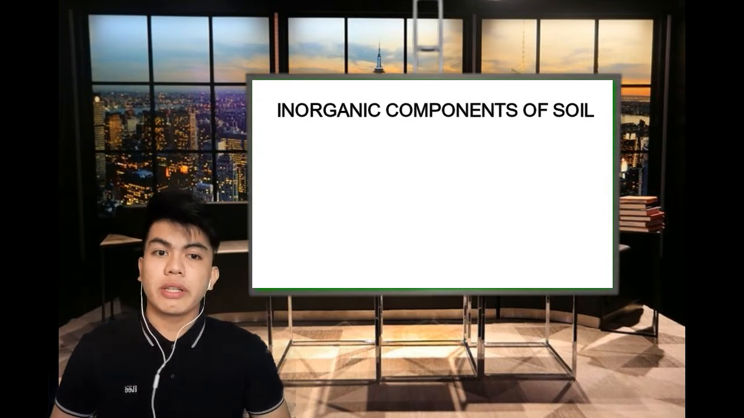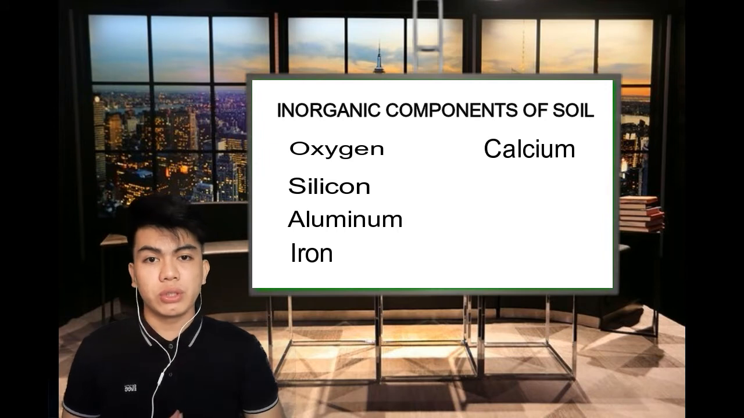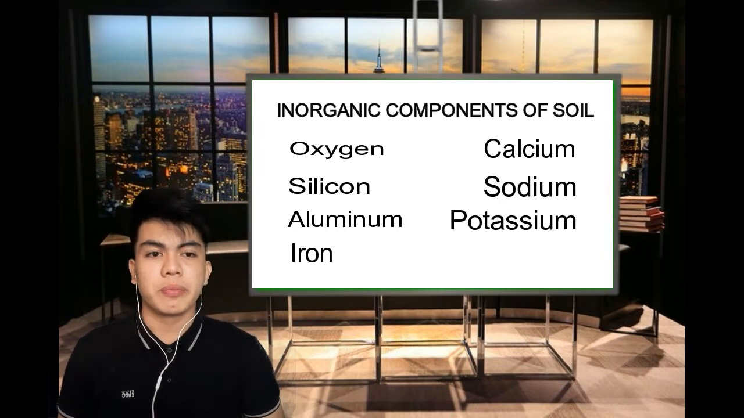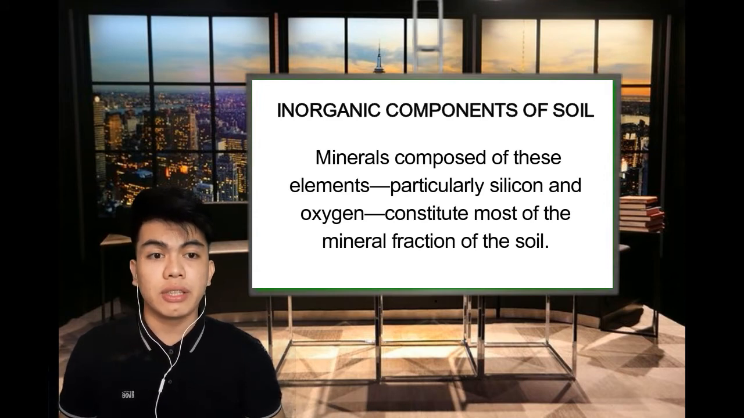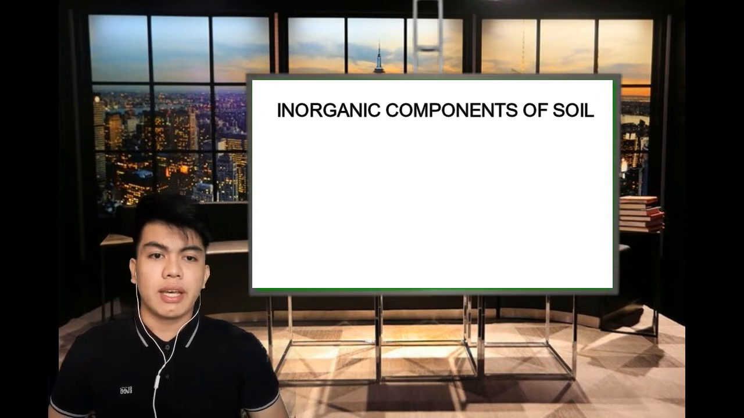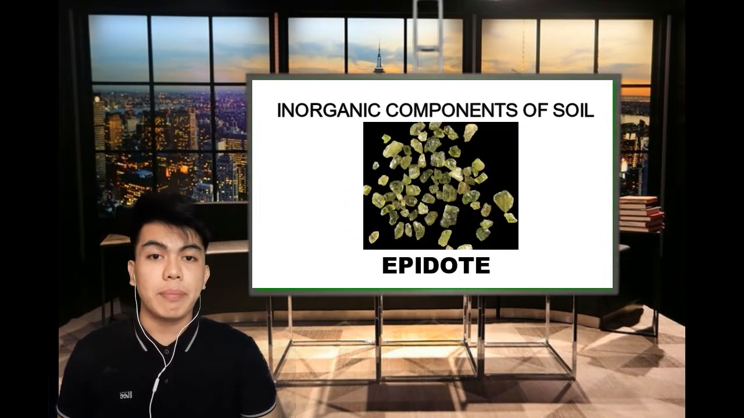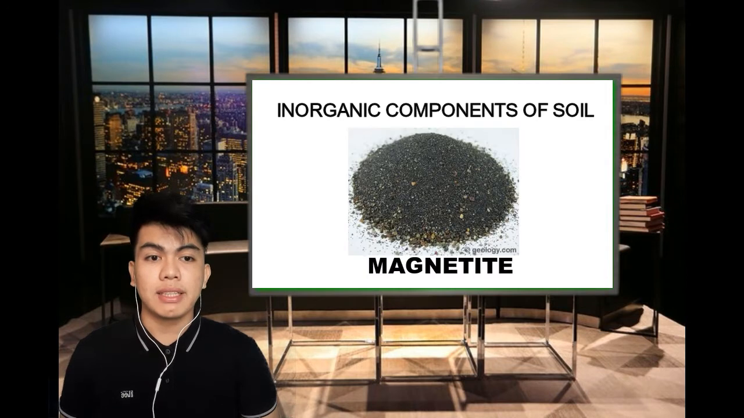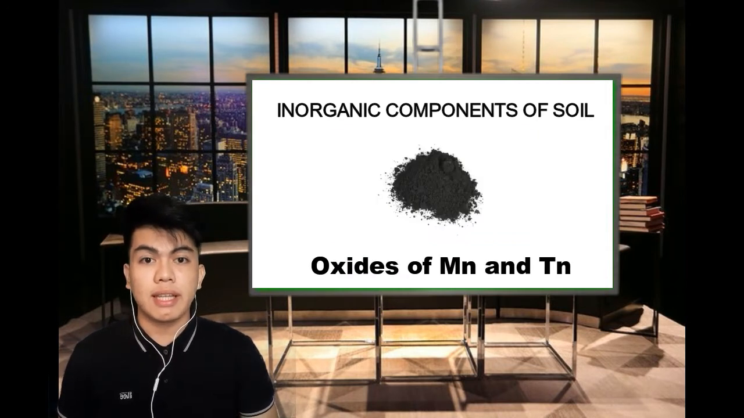So as we all know, the most common elements on the Earth's crust are oxygen, silicon, aluminum, iron, calcium, sodium, potassium, and magnesium. Therefore, minerals composed of these elements, particularly silicon and oxygen, constitute most of the mineral fraction of the soil. And the common soil mineral constituents are finely divided quartz, orthoclase, albite, epidote, goethite, magnetite, calcium and magnesium carbonates, and the oxides of manganese and titanium.